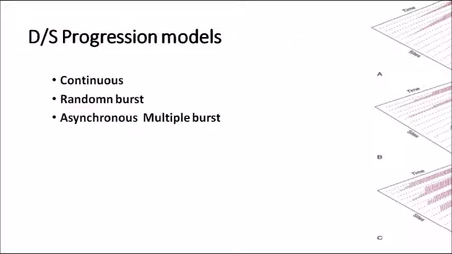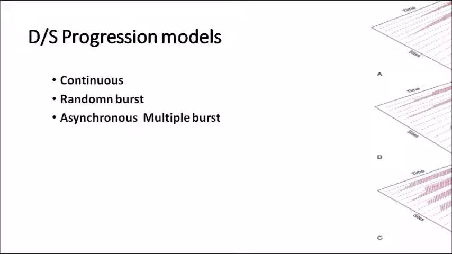Coming to the disease progression models, we have three: continuous model, random burst model, and asynchronous multiple burst model. You have to be thorough about the figures also, which figure denotes which model. The first one is the continuous model. This model states that wherever plaque is present, there is destruction or disease happening in a continuous and time dependent manner. You can see from the figure, as time increases, the destruction is also increasing in a continuous manner. So this is the continuous model.